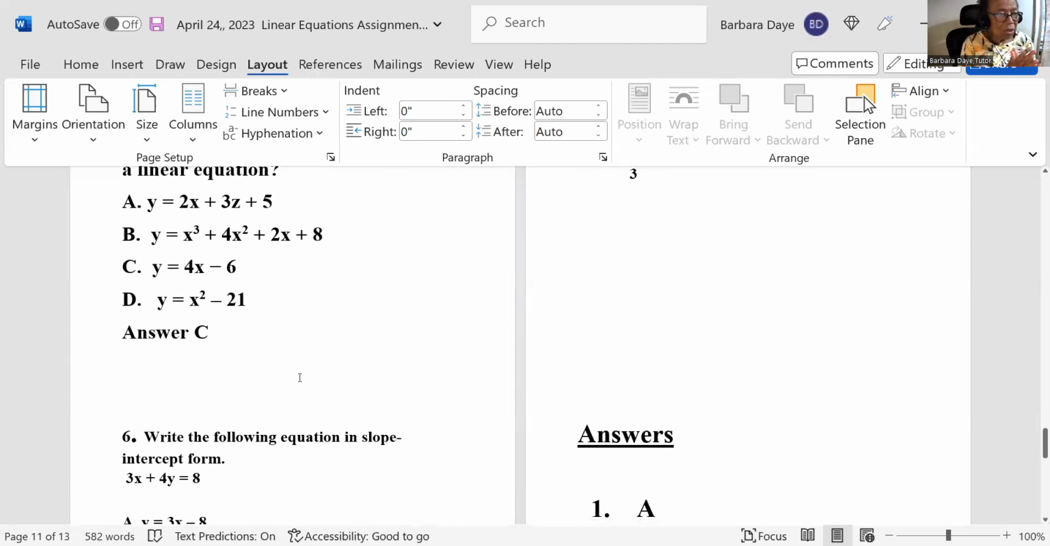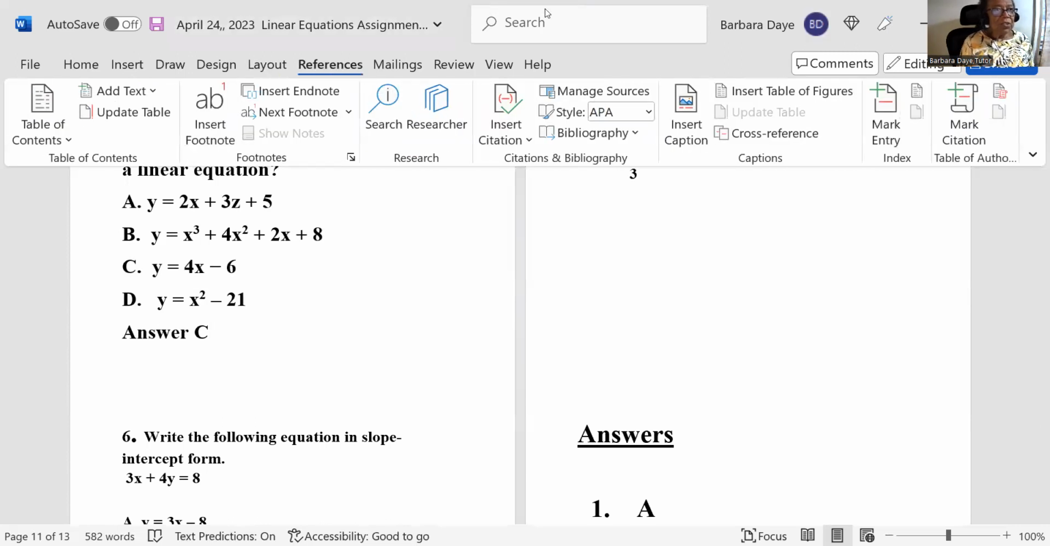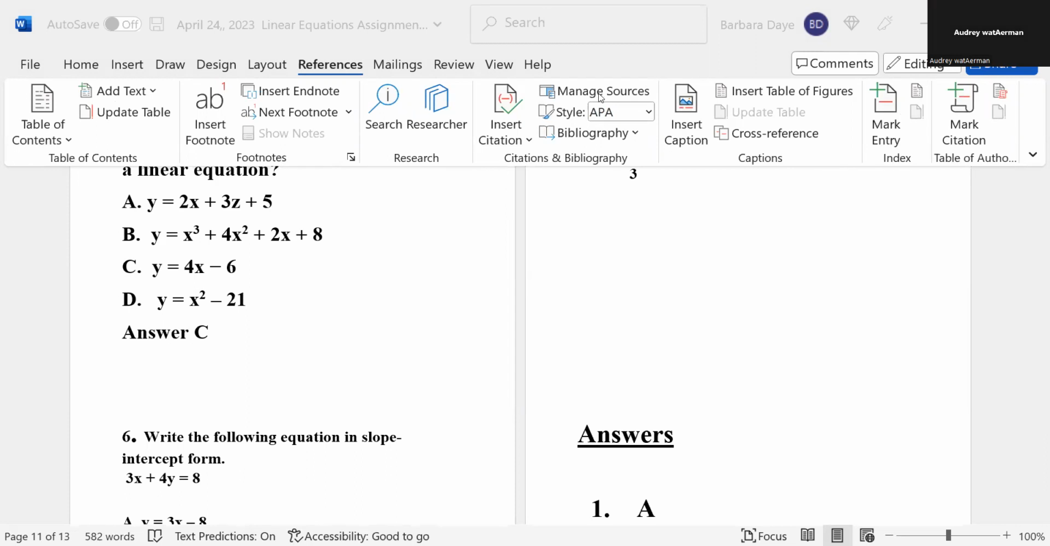Now we want to look at what we call simultaneous equations. What do you think that is? What do you think of simultaneous?